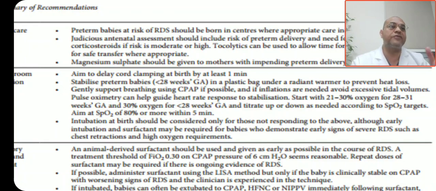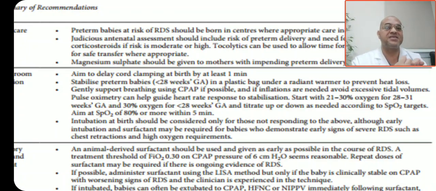If you cannot, you have to refer this patient, with intrauterine transfer, to a higher or appropriate center that can manage such cases, can deal with patients with RDS, and where mechanical ventilation is available. This is the first thing.